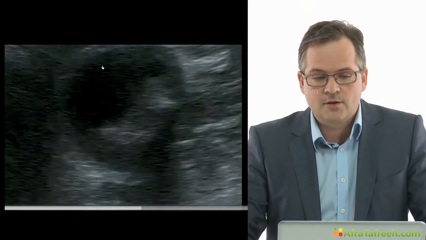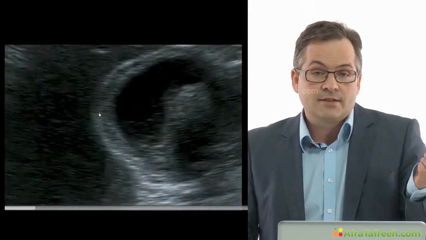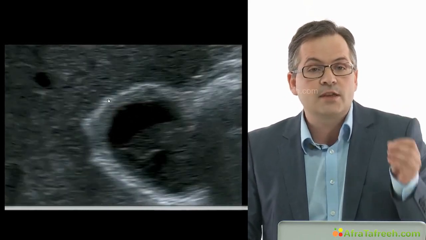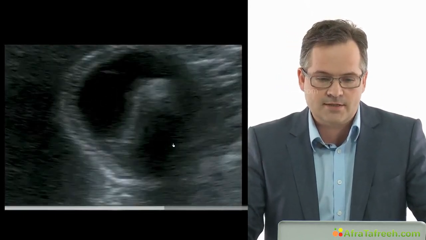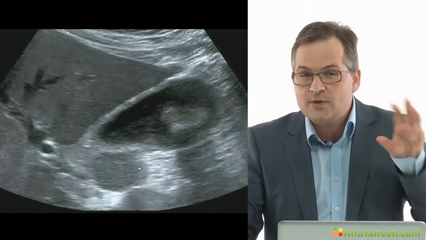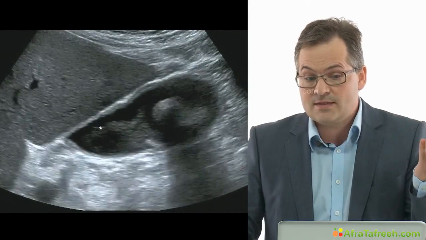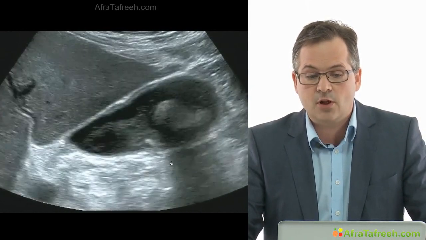Here you can very easily detect the wall is thicker than 4 millimeters, and you see 2 bright layers and in between a dark one. This is the place where the edema and inflammation has taken place. I'll show you the next one, and when I increase the gain, you also see here, this is sludge or even pus in a very severe inflammation process of the gallbladder.